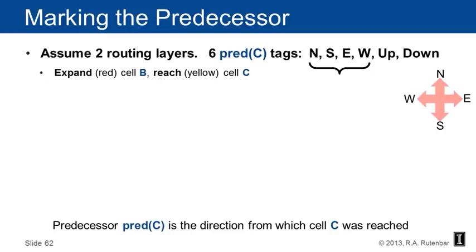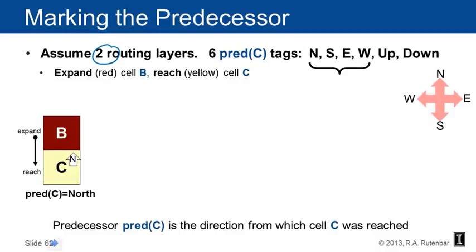So let's assume I have 2 routing layers. Then the conventional way of denoting this stuff is that there are 6 predecessor tags. North, south, east, and west, that's the direction from which you were reached. And then for 2 routing layers, there's up and down. Either I went from layer 1 to layer 2 or I went from layer 2 to layer 1. And so in all these pictures, the red cell is being expanded and the yellow cell is being reached. Cell B is being expanded, cell C is being reached.